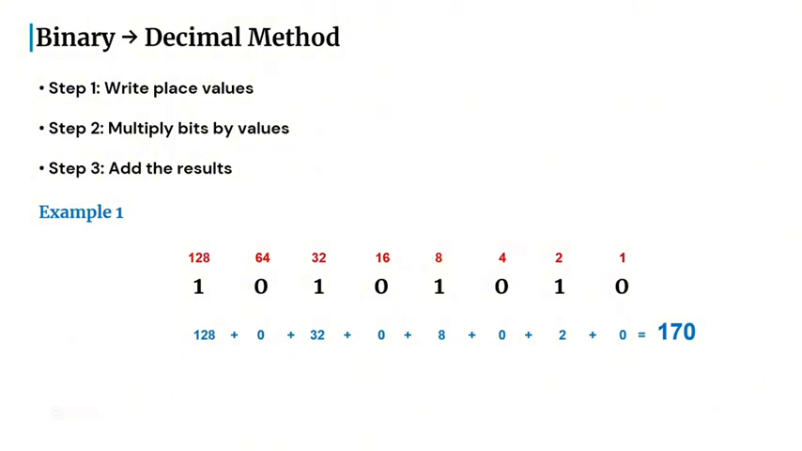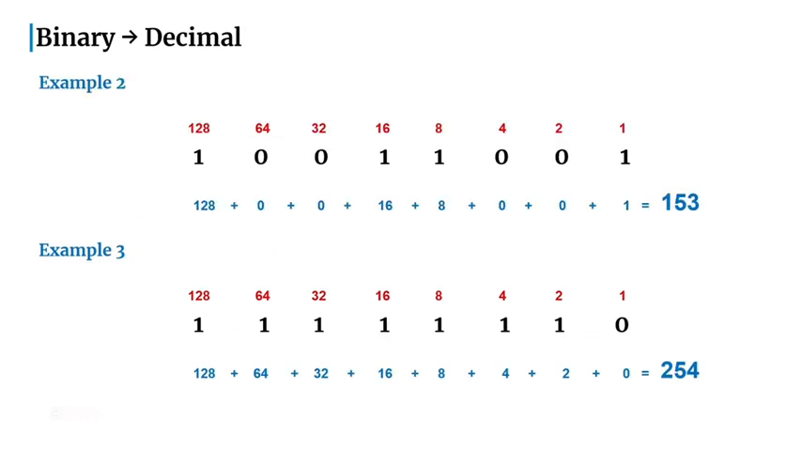Step 1, write out your place values. Step 2, multiply the bits by those values. Step 3, add the results together. Look at this example. For the binary string 10101010, we simply add the active place values 128, 32, 8, and 2 to get a final decimal value of 170. Let's practice with 2 more examples to lock this in.